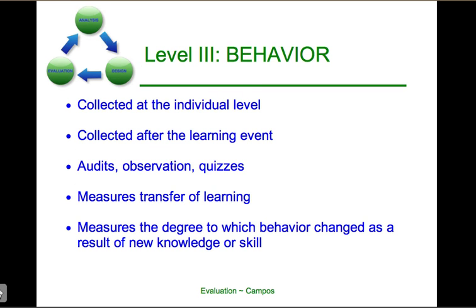We then move on to behavior, which is also collected at the individual level, but it's collected after the learning event has ended. You can do this through audits, observations, quizzes, conversations. There's all types of ways to get this information, which is really trying to help you quantify the degree to which the learning transferred from the classroom to the work site. So it's a way to determine the degree to which workplace behavior changed as a result of an individual learning a new knowledge or a new skill.